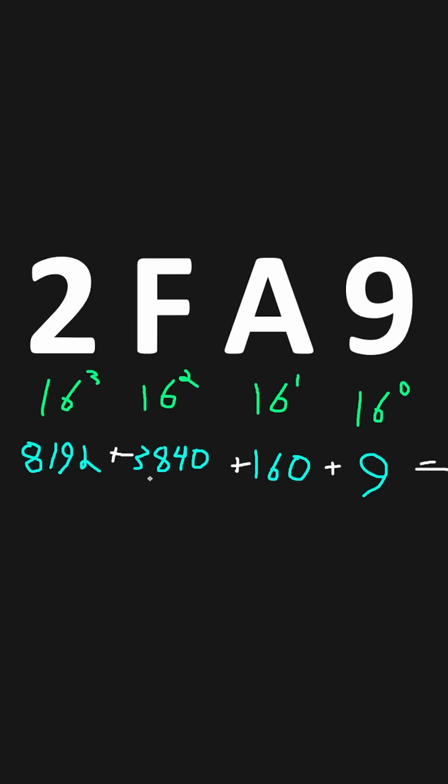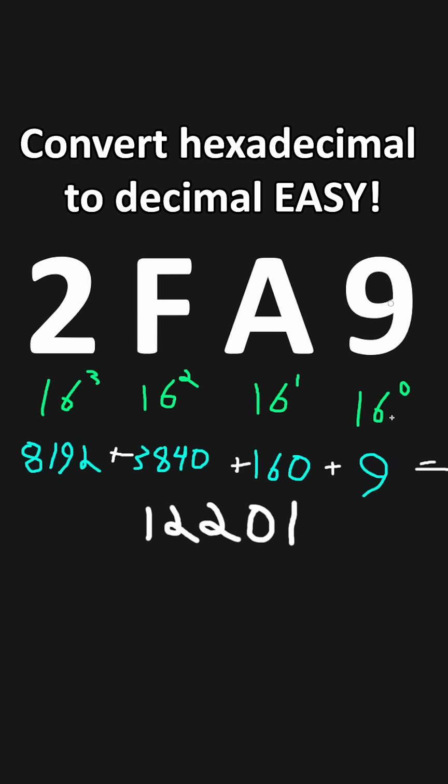8,192 plus 3,840 plus 160 plus 9, that will give us a decimal value of 12,201 in decimal. And that's how to easily convert hexadecimal values to decimal.